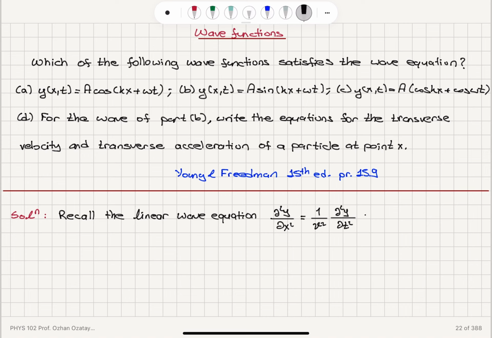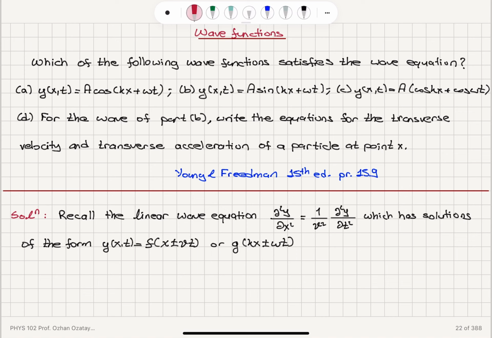So this linear wave equation has solutions of the form y(x,t) = f(x ± vt), or we can write this as g(kx ± ωt). k is the wave number, 2π over the wavelength. ω is the angular frequency, 2π times the frequency.